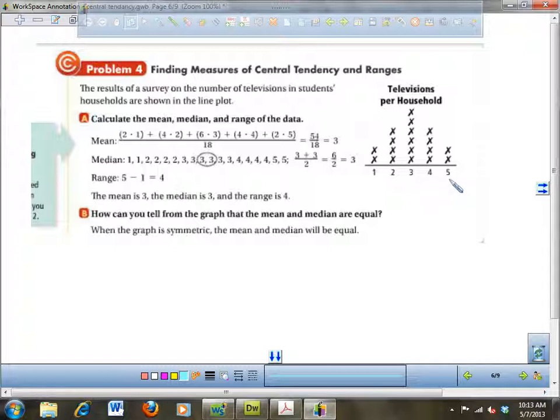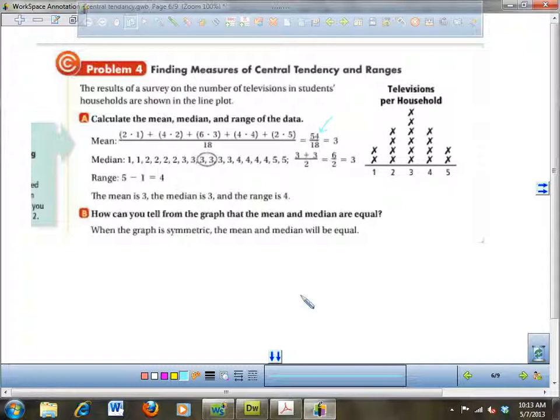2. So to find the average number of TVs, I have to multiply. There's 2 people with 1 TV, 4 people with 2 TVs, 6 people with 3 TVs, 4 people with 4, 2 people with 5. So this would give you the total number of TVs up at the top there.